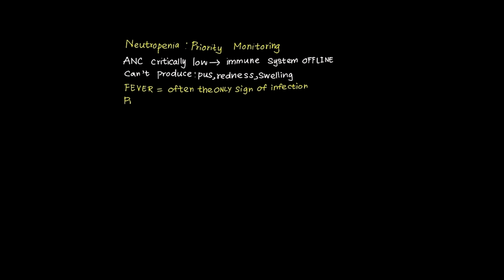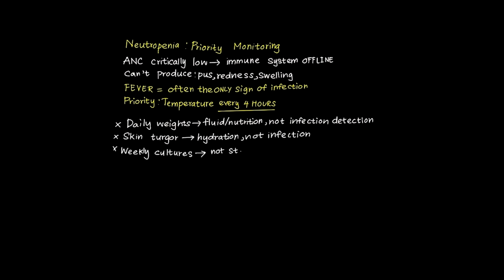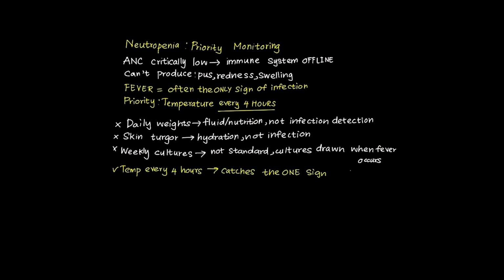Miss the fever and you miss the infection. And in a neutropenic patient, an undetected infection can become fatal sepsis in hours. Daily weights track fluid balance and nutrition. Useful, but they don't catch infections. Skin turgor checks evaluate hydration status, which is a different concern entirely. And weekly routine blood cultures aren't a standard approach. Cultures are drawn when fever or infection is suspected, not on a calendar schedule without clinical indication.